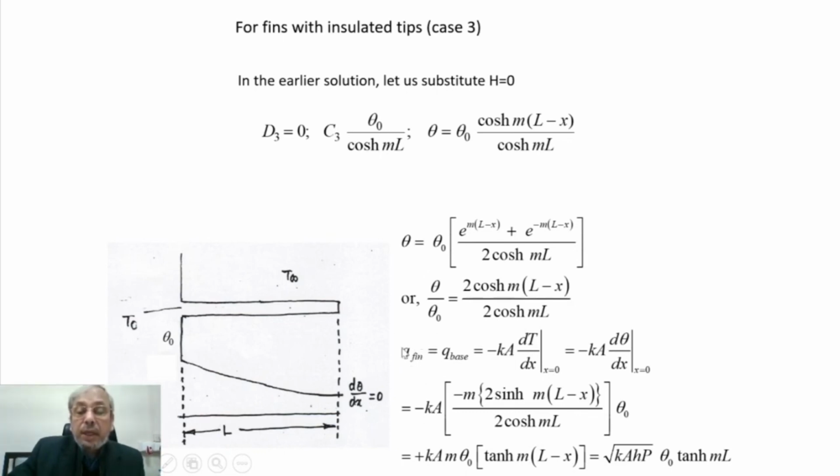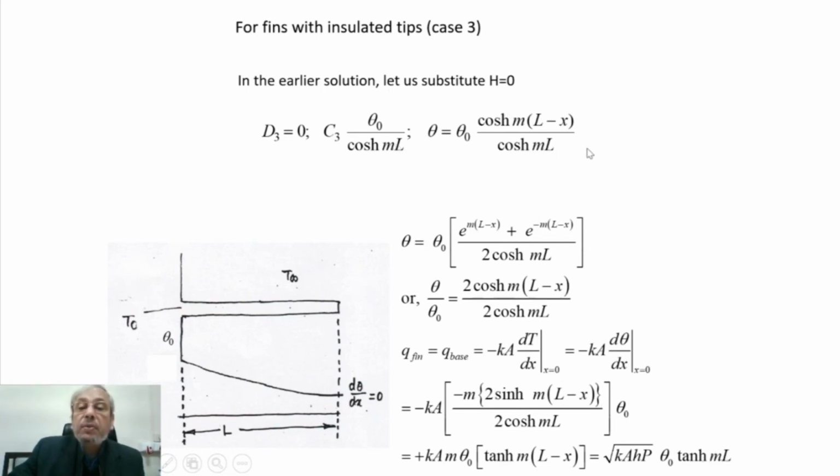Then Q fin, or the heat transfer at the base, where theta equals theta naught, is minus k dT/dx at x equal to 0, or minus k d theta/dx at x equal to 0. So we find the derivative of this expression for theta and substitute x equal to 0. You can do it step by step, and it will finally be root over kAhP into theta naught tanh(mL). Very easy and straightforward.